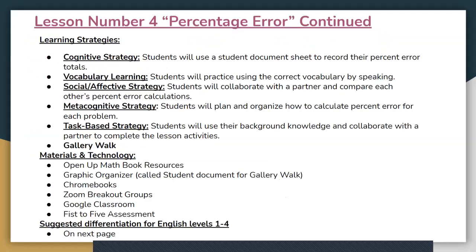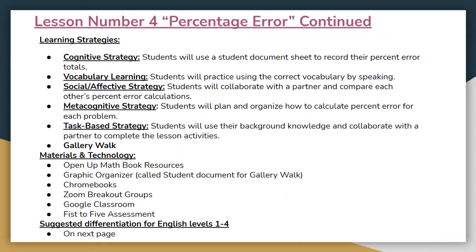The lesson 4, percentage error, continued. The learning strategies used would be a variety of different learning strategies, starting with the cognitive strategy, where students will use a student document sheet to record their percent error totals. The vocabulary learning: students will practice using the correct vocabulary by speaking. Social and affective strategy: students will collaborate with a partner and compare each other's percentage calculations. Metacognitive strategy: students will plan and organize how to calculate percent error for each problem. And then a task-based strategy where students will use their background knowledge and collaborate with a partner to complete the lesson activity.